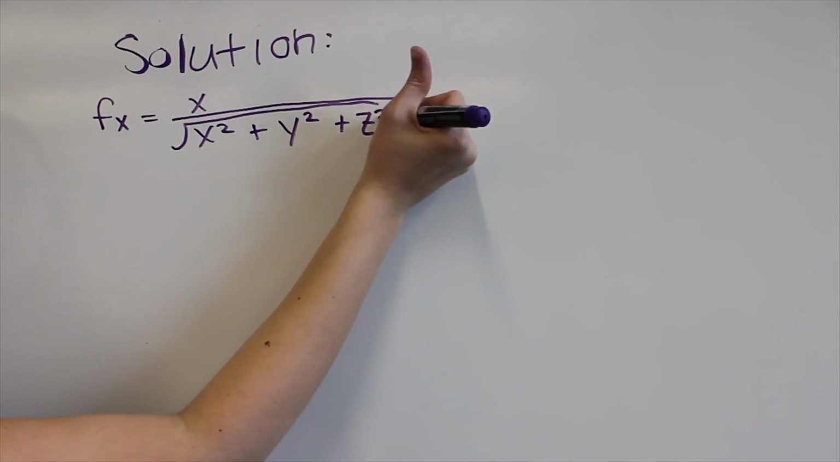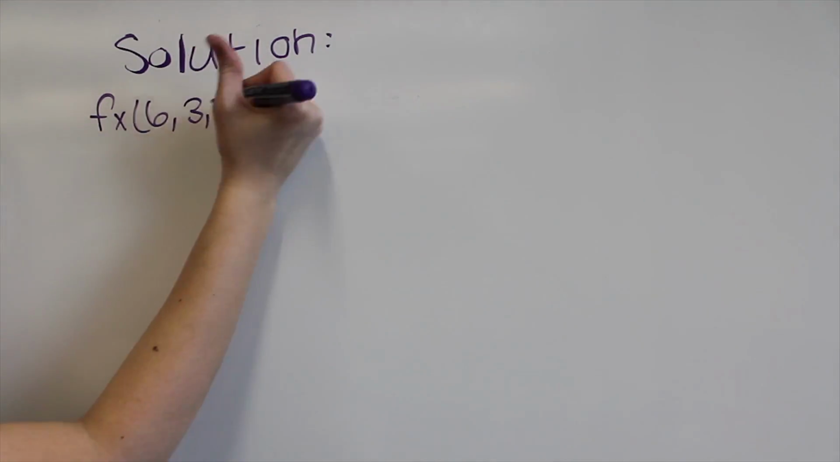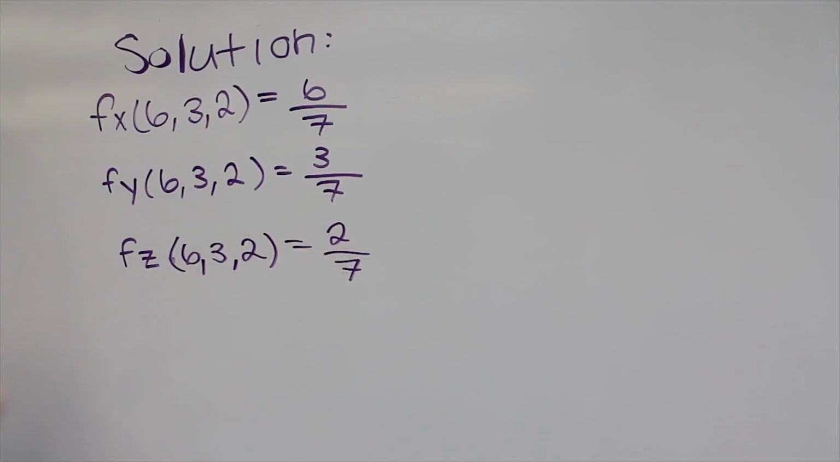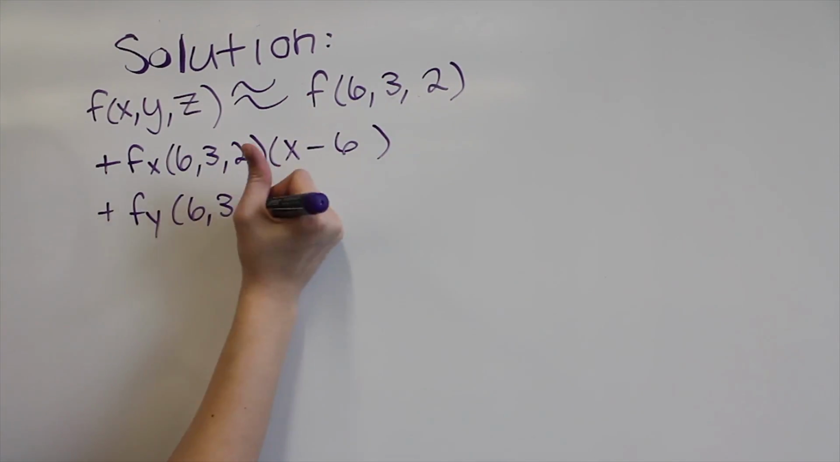First, find the partial derivatives f of x, f of y, and f of z. Then, find them at the point (6, 3, 2). You can then use these values to find the linear approximation.